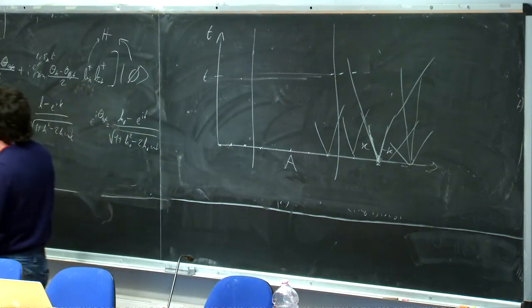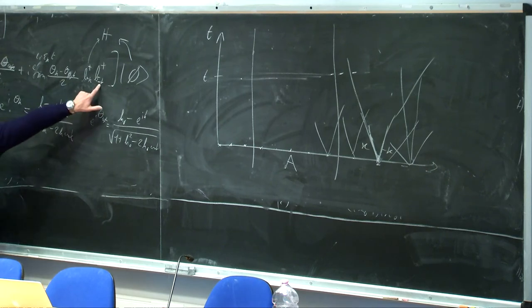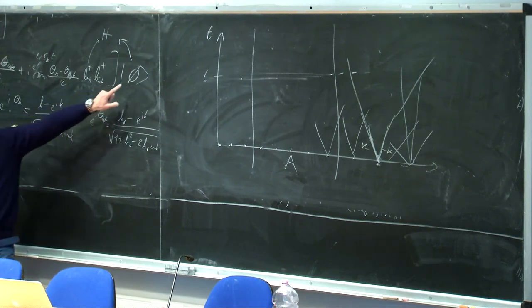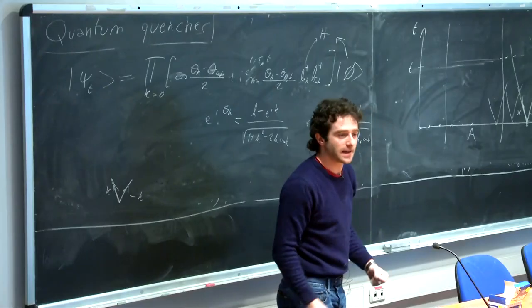These are the only correlations. And we are inferring this just by looking at the structure of the state, because we see that different k are completely uncorrelated here. And then we see that there is correlation between k and minus k.